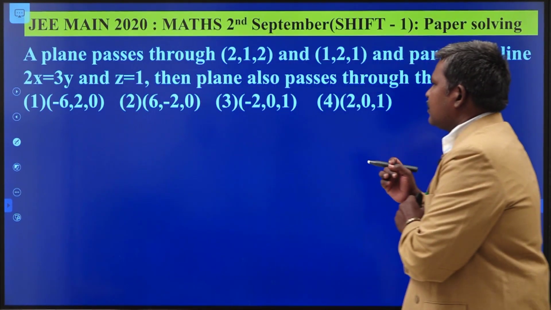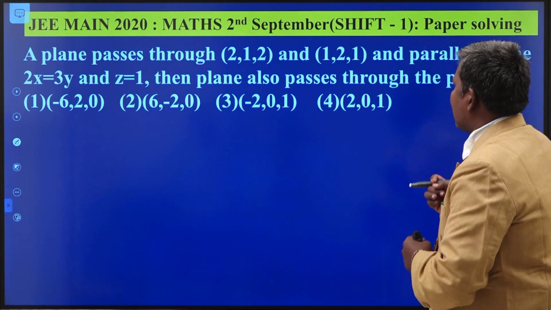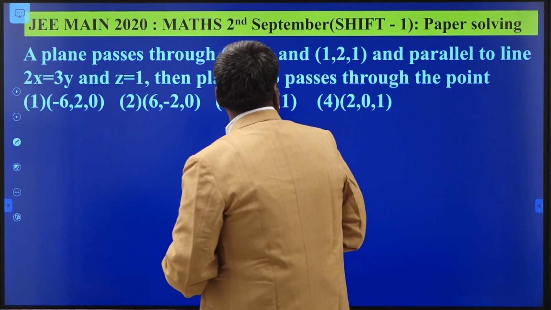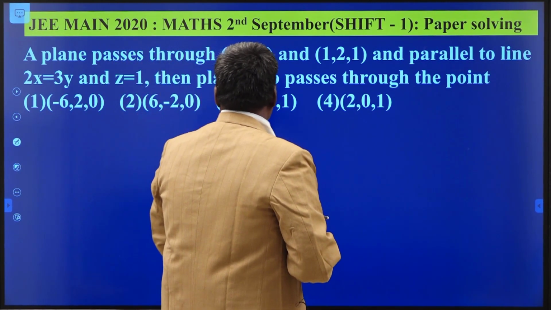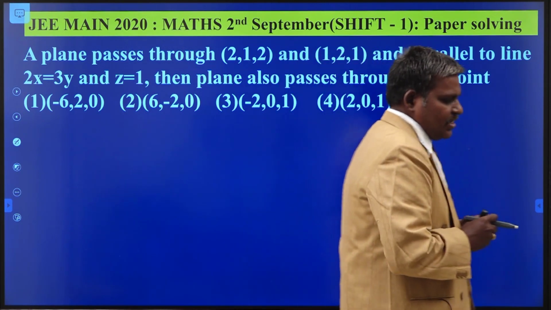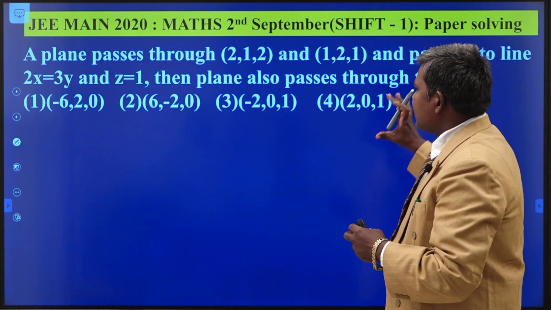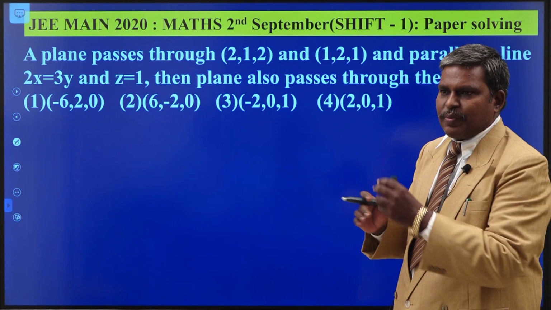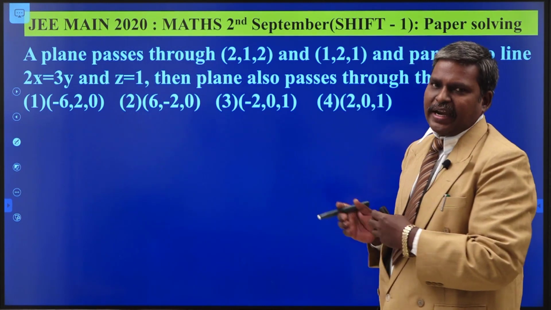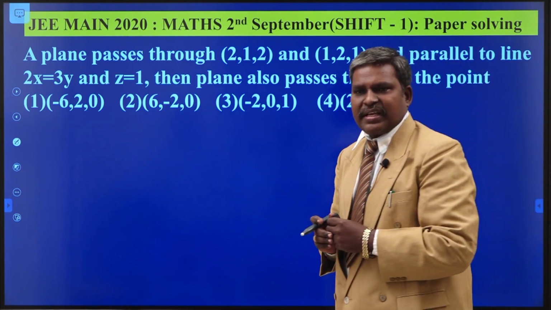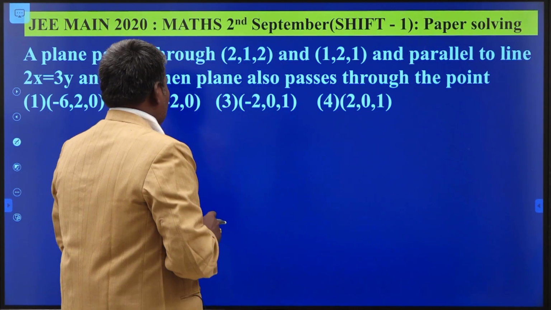Now, the next question is also a very interesting question. A plane passing through 2, 1, 2 and 1, 2, 1 and parallel to the line 2x equals 3y and z equals 1. The plane is also passing through the point what? Some plane equations are given in your options, you may verify. But they are asking which point the plane is passing through. So you have to compulsorily find the equation of the plane here. So, let us try to find the equation of the plane now.